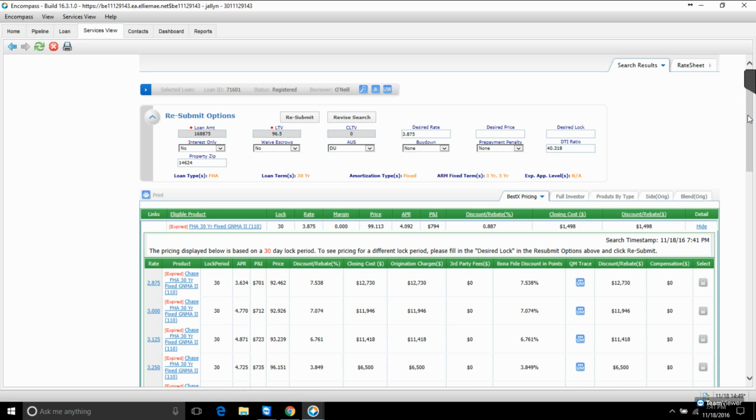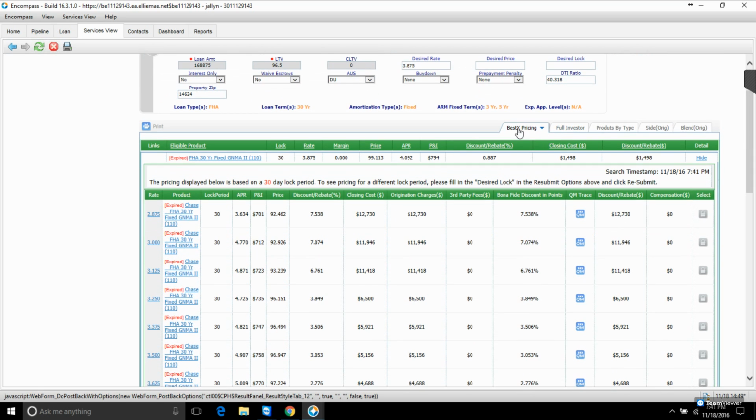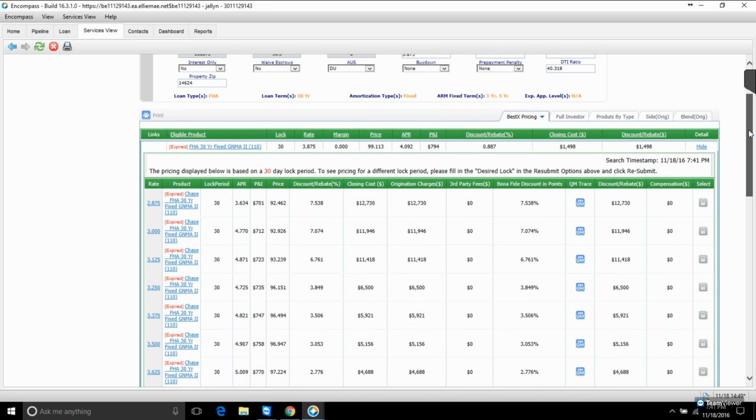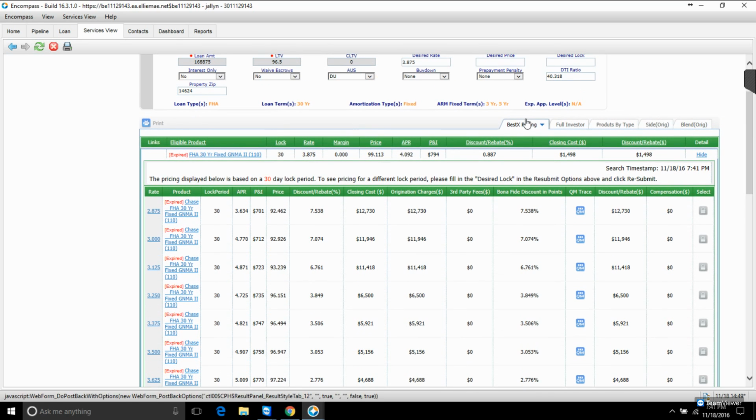All right, so there's our pricing. Now you'll notice a couple of tabs here at the top. This one says Best X, and this is the pricing that we're on right now.